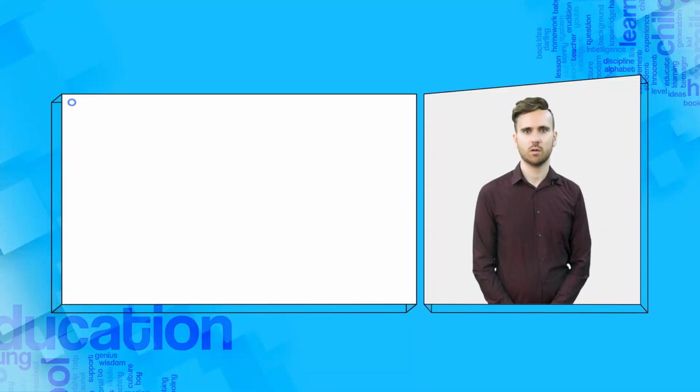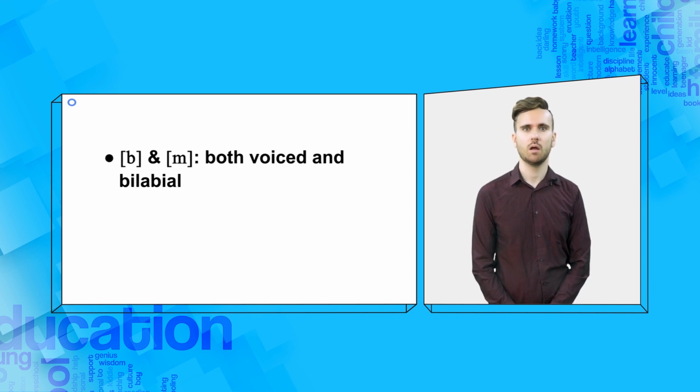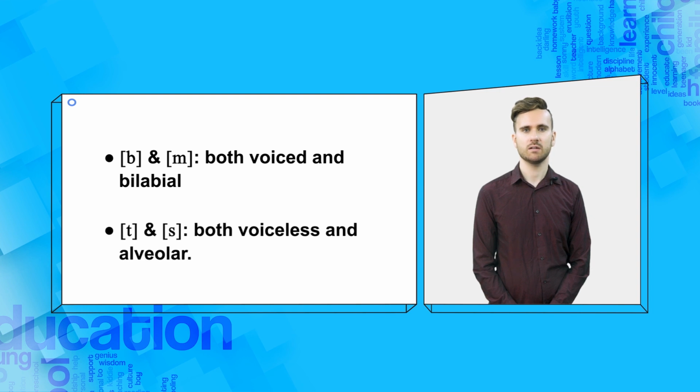So far, we have discussed the amount of vibration and the place that the air is blocked or limited in order to describe consonants. However, these 2 ways are not enough for a full description. For example, b and n are both voiced and bilabial. T and s are both voiceless and alveolar. So, what is the difference between these sounds?